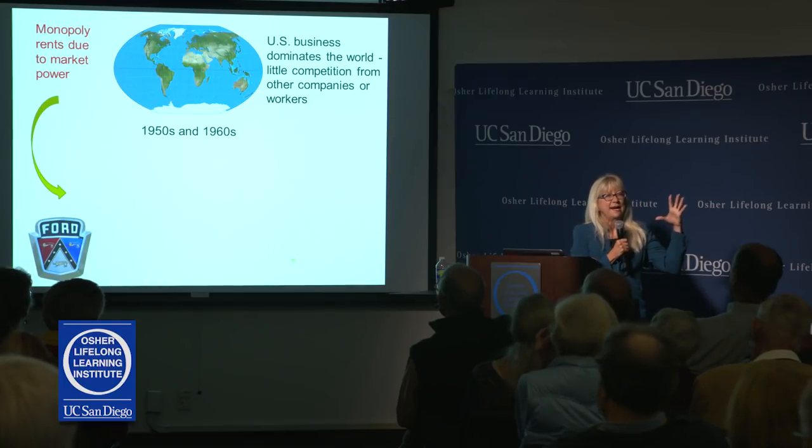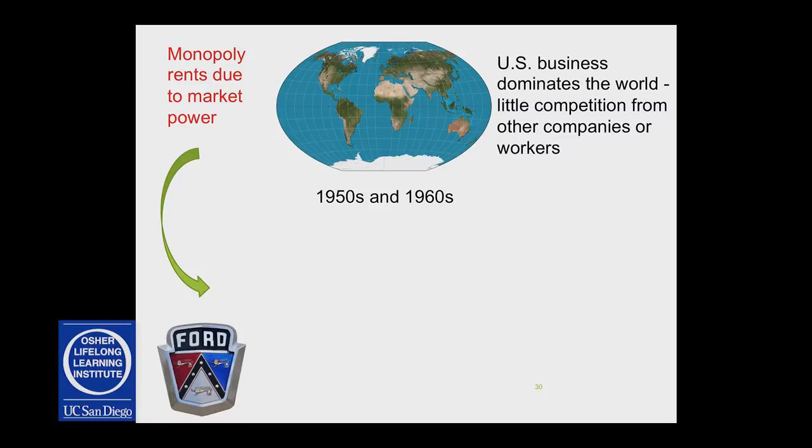This meant that they have what we call monopoly rents, meaning that they could charge a price much higher than their costs to sell cars. That meant that they made a lot of profits, and that went right to those companies. One example is Ford, but this was also happening in steel and many of the other big industries.